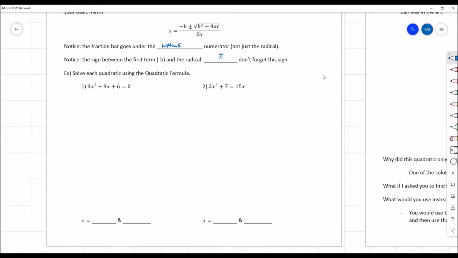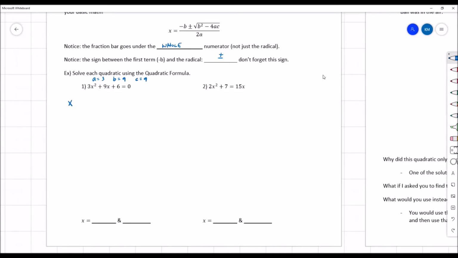So in our first problem, we have 3x squared plus 9x plus 6 equals 0. Because of the use of a, b, and c so much, I would recommend that you go back to identifying your a value, your b value, your c value before you start this problem. Remember we can only do that once the equation equals 0. So, equation equals 0, we've identified everything, now we plug it into our quadratic formula.